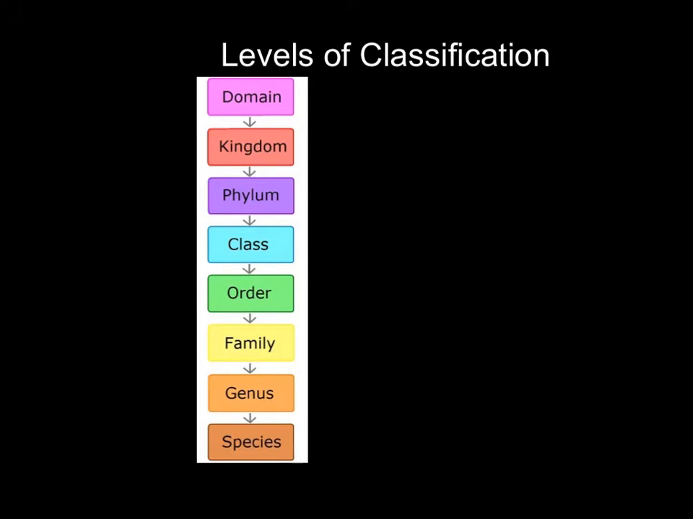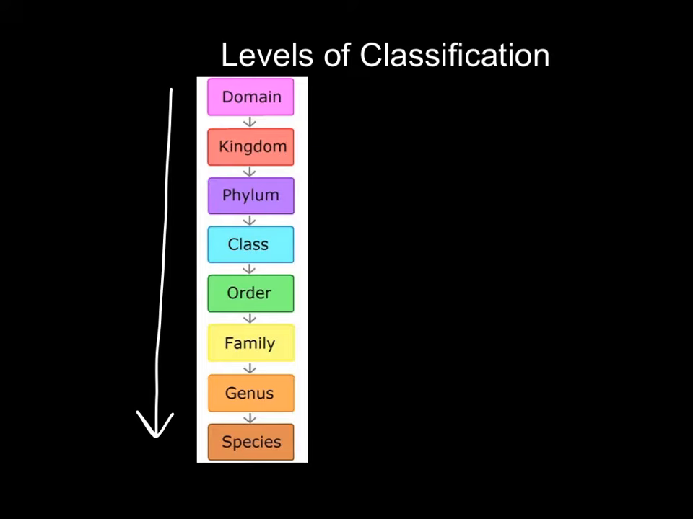The more classification levels that two organisms share, the more characteristics that they have in common. So two organisms that are in the same family would have more in common than two organisms that are only in the same kingdom. Or two organisms that are in the same genus would have more in common than two organisms that are in the same family. So really, as you go down this list, you get more and more characteristics in common.